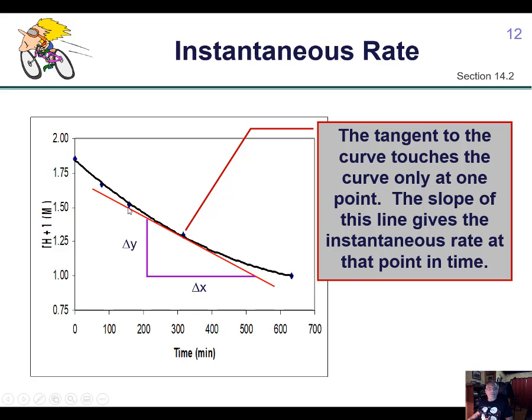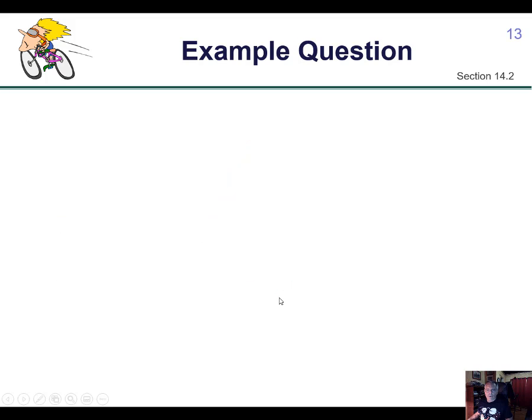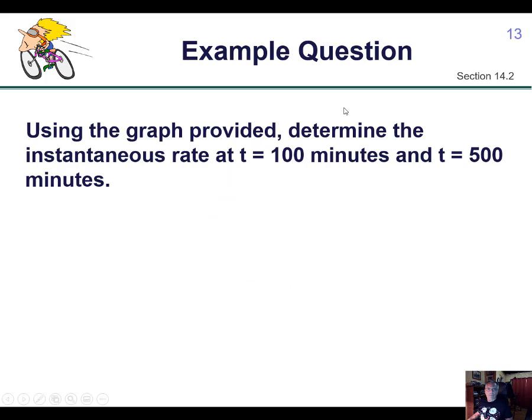The slope between these 2 points is the same as the slope between these 2 points. It's a straight line. You calculate the change in y with respect to the change in x, rise over run, for the tangent to a curve to get the instantaneous rate. And you can expect to have one of these on your test. All right, so let's do a quick example.